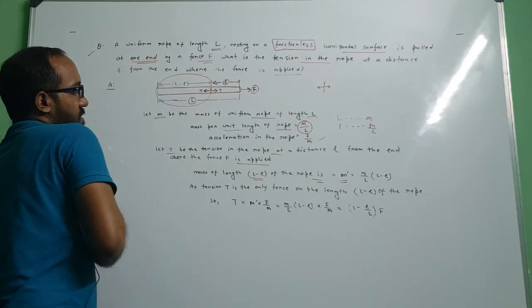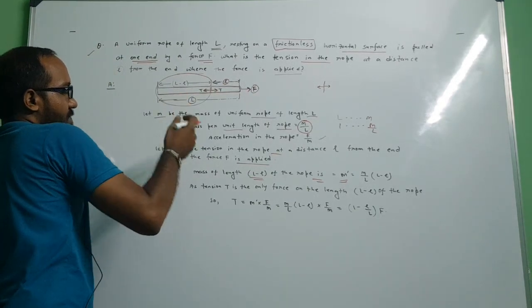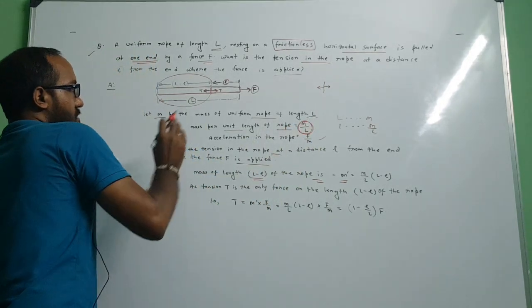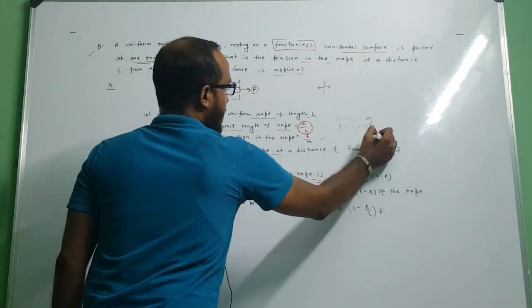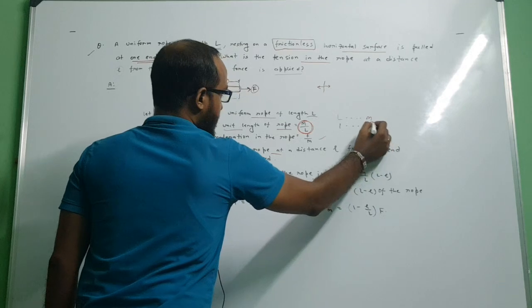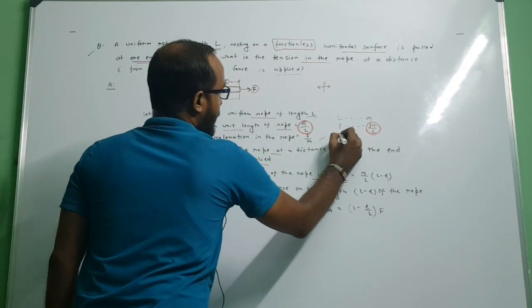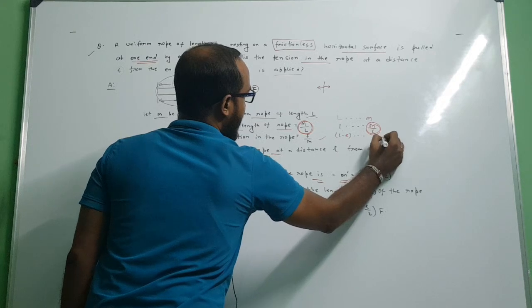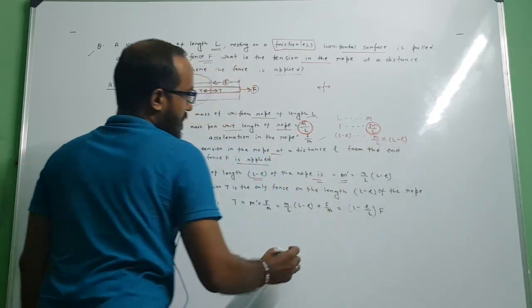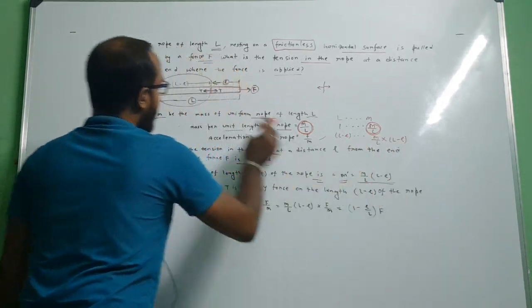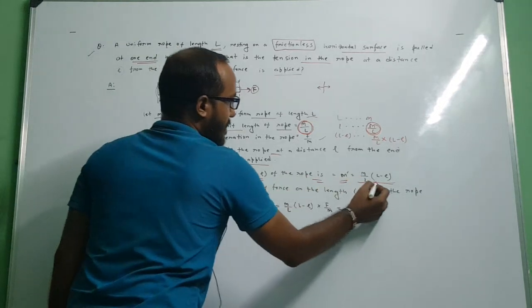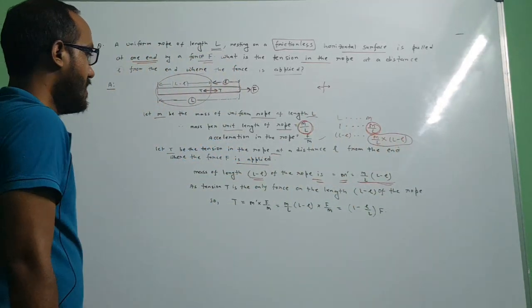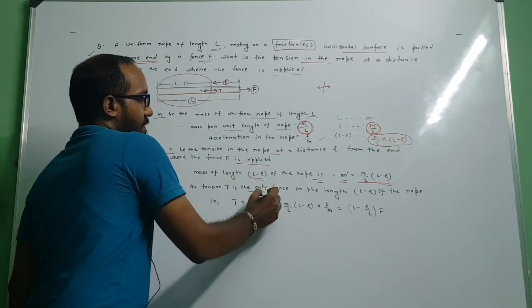Now we want to find it in mass per unit length. What is the mass per unit length? Capital M by L. So in unit length the mass is M by L. So in L minus l length, the mass would be capital M by L into L minus small l.